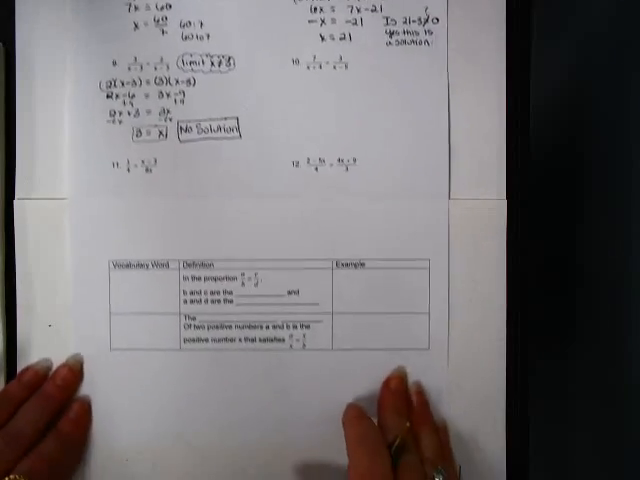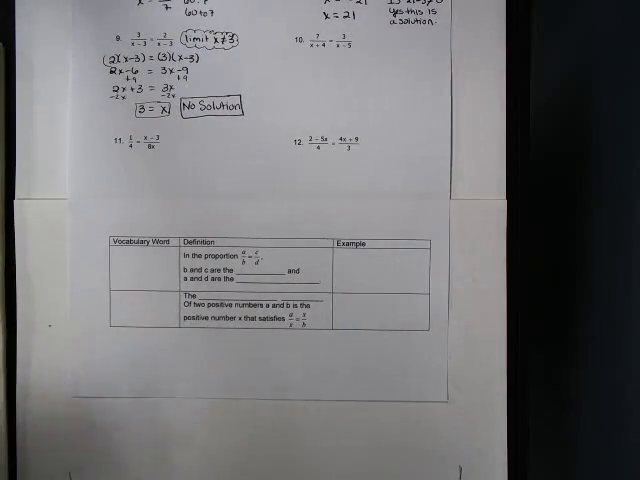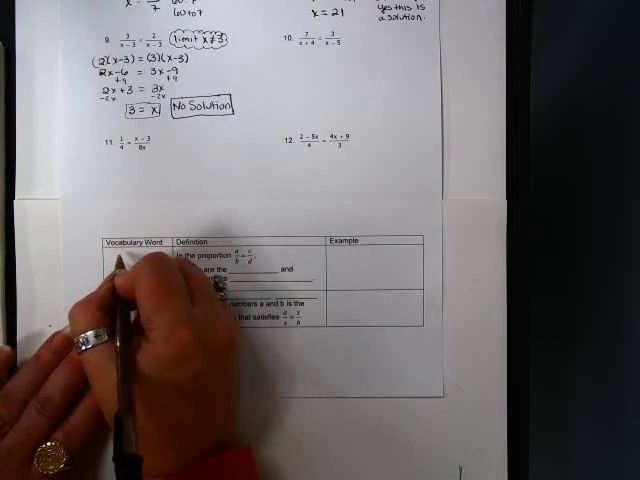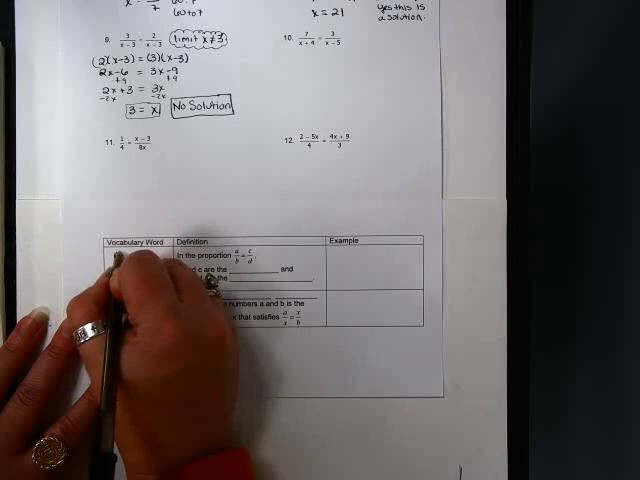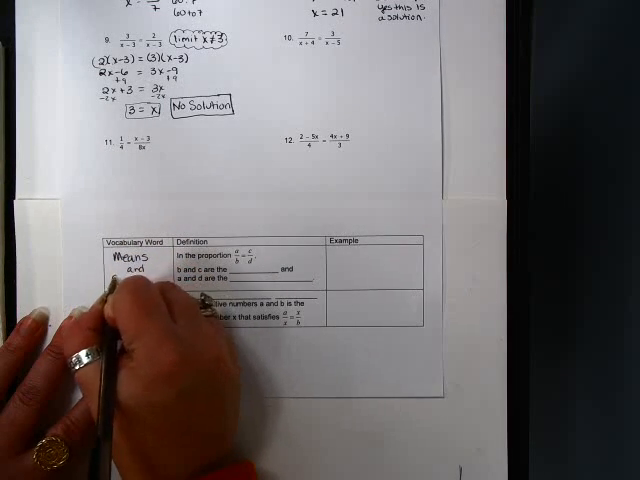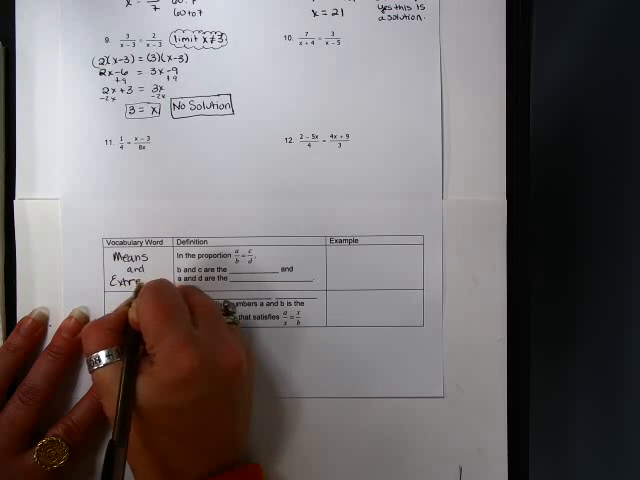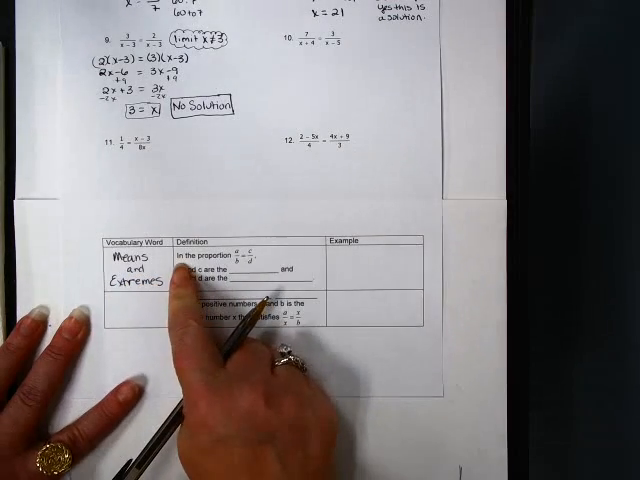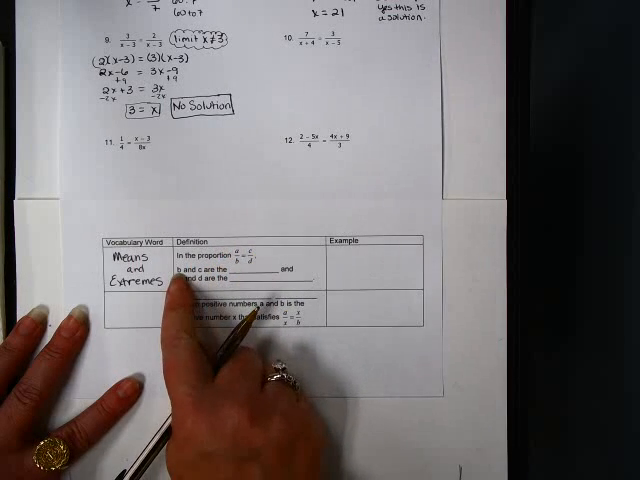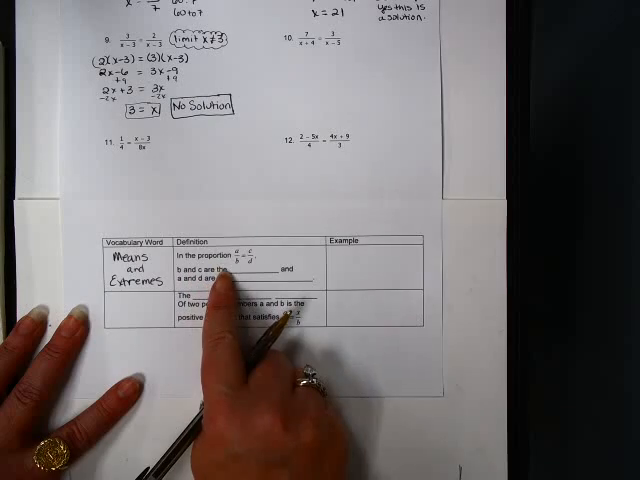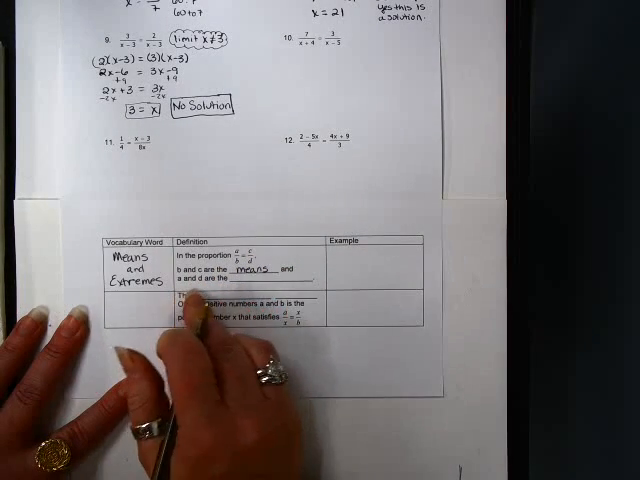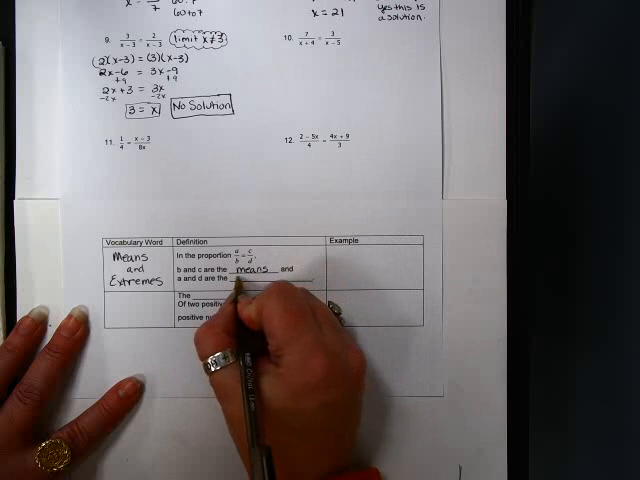Okay, the next one, we have a couple more vocab words. First of all, we have the vocabulary words means and extremes. All right, here, in this proportion, A over B equals C over D, we can say that B and C are the means, and A and D are the extremes.